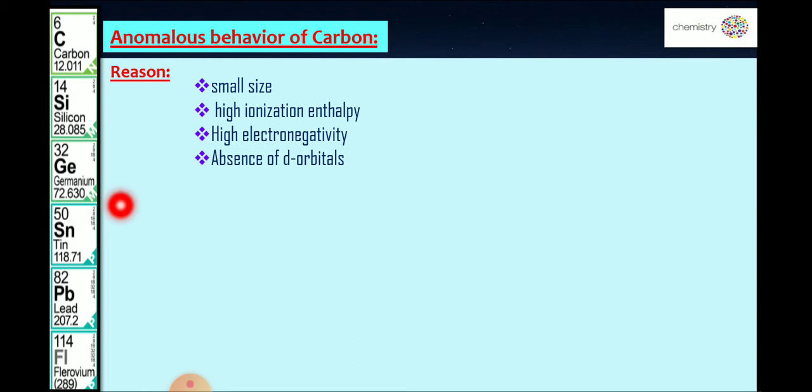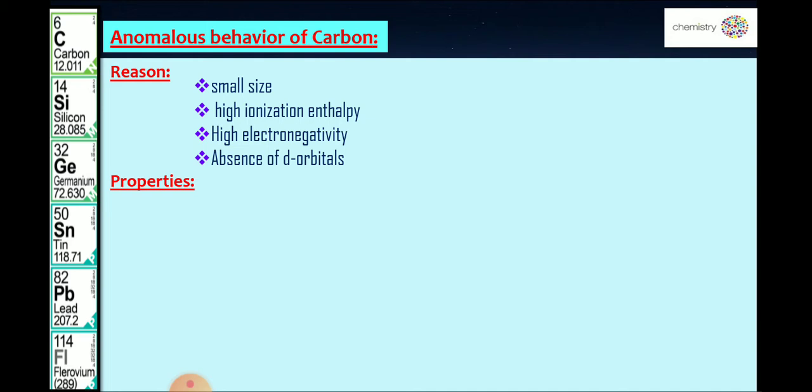Down the group, electronegativity decreases. Carbon has high electronegativity and there are no d orbitals in carbon. Silicon has d orbitals. Of course they are not filled with electrons, but d orbitals will be there. From germanium, d orbitals are filled. Carbon has no d orbitals; silicon, germanium, tin, lead have d orbitals. These are the reasons for anomalous behavior of carbon.